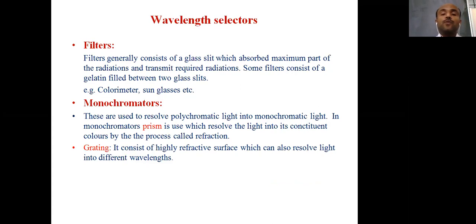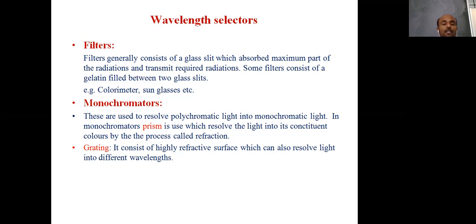Next important component of a typical spectrometer is the wavelength selector. We have two types of wavelength selector, filters or monochromators. Filters generally consist of a glass slit which absorbs the maximum part of radiations and transmits the required radiations. Some filters consist of gelatin filled between two glass slits. So in colorimeters and in sunglasses we use filters to remove unwanted radiations.